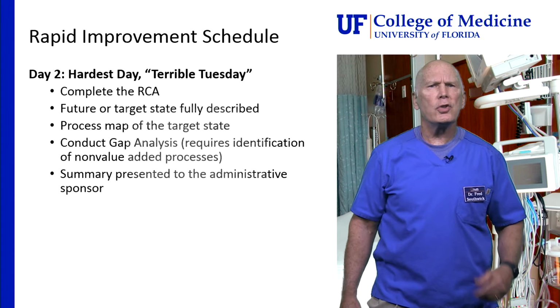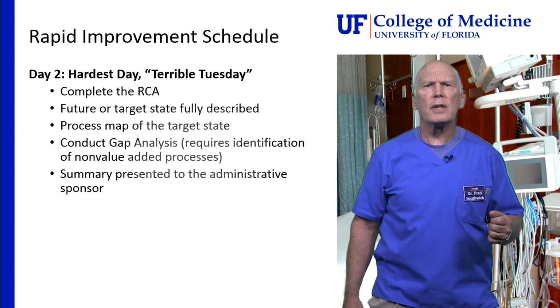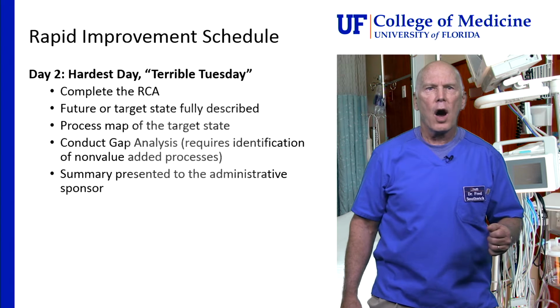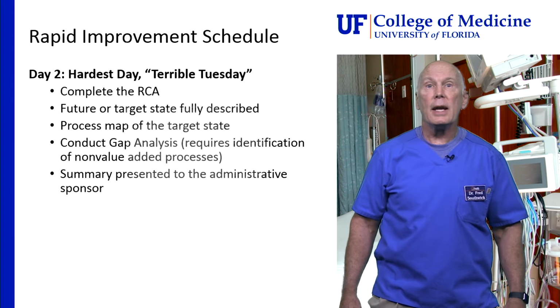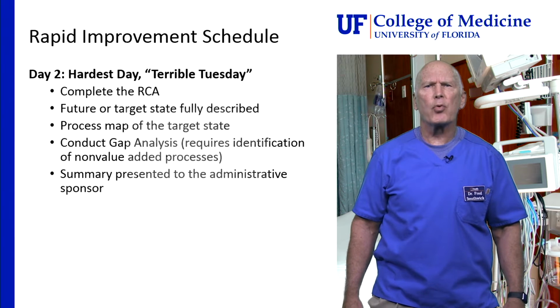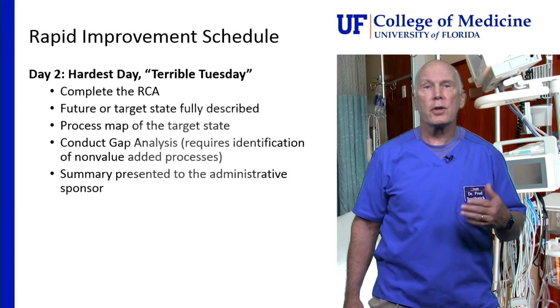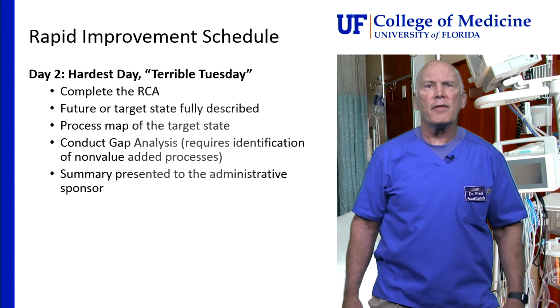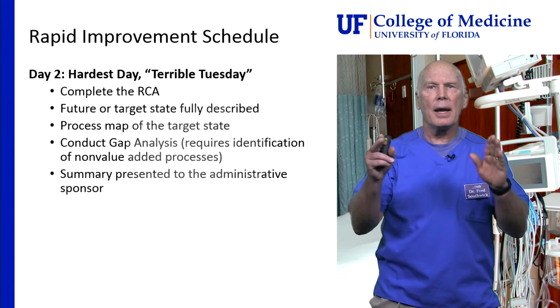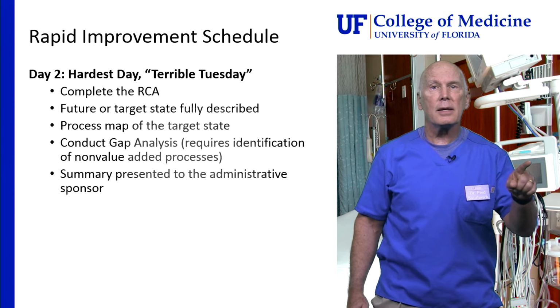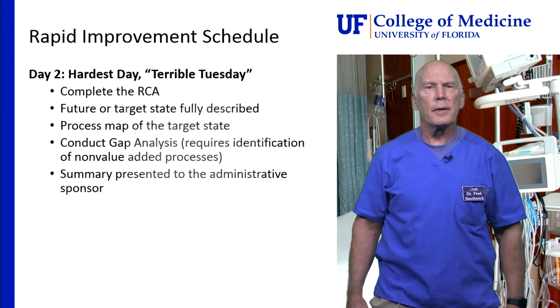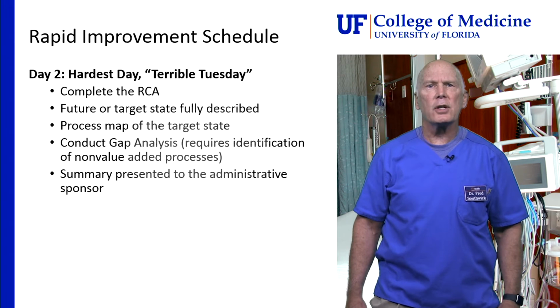Day 2 is usually the hardest day, often called Terrible Tuesday. On this day, the RCA should be completed and the future or target state fully described. In addition, the team should create a process map of the target state. This should be followed by a gap analysis. What are the differences between the current state and the future state? This requires the identification of non-value-added processes.